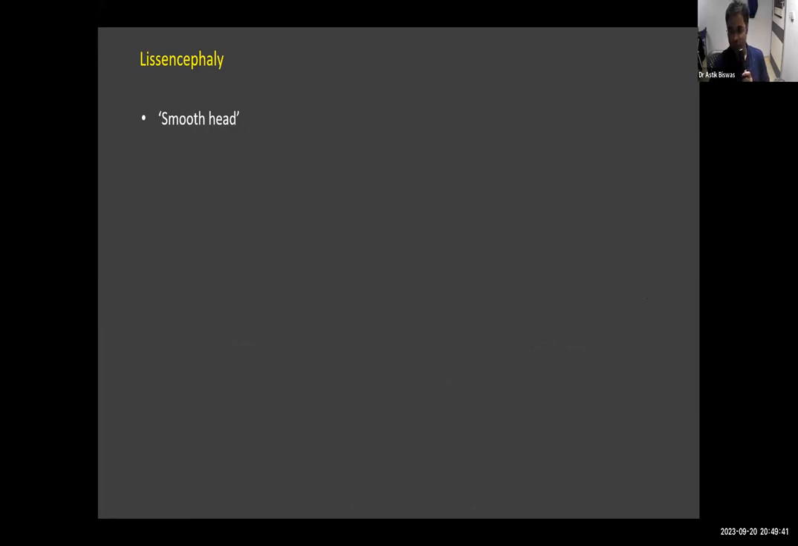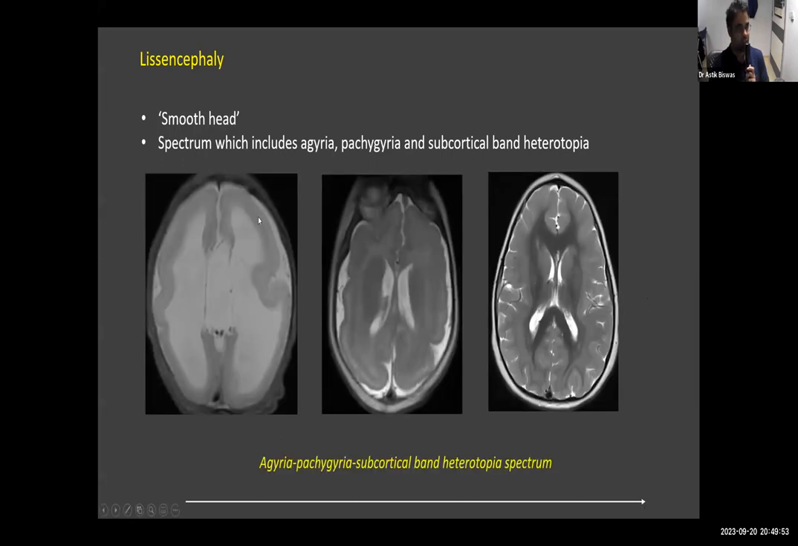So lissencephaly, at its simplest definition, means smooth brain. It is a spectrum, so it includes agyria, pachygyria, and subcortical band heterotopia. As we can see in this example, this is the most extreme form called agyria, where you have a figure of 8 appearance. You only have very rudimentary sylvian fissures, but no other sulci are formed. This is pachygyria, where there are some very shallow sulci that are formed, but also the very thickened cortex with smooth outer margins.